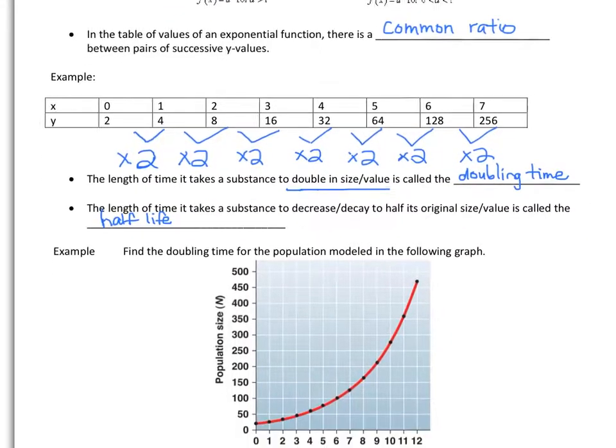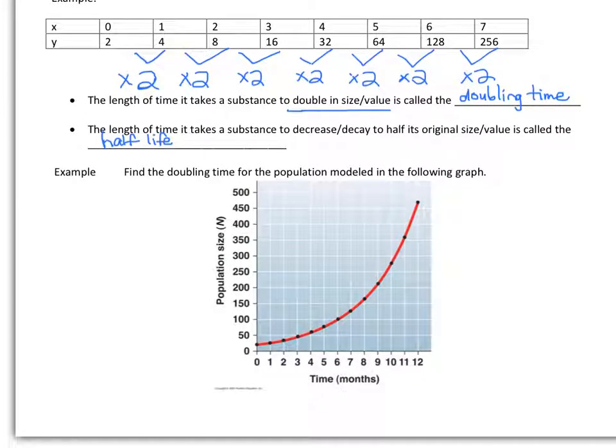Looking at this next example here, it says find the doubling time for the population that's modeled in this graph. What that means is find the length of time it would take for this population to double. If we look at the initial value of the population here, it appears to be about 25, maybe slightly less than 25. So we are looking for the time it takes for that population to double. How long does it take for that population to reach 50? If we look on our graph, we can see that it takes about 3 months for that population to double in size.